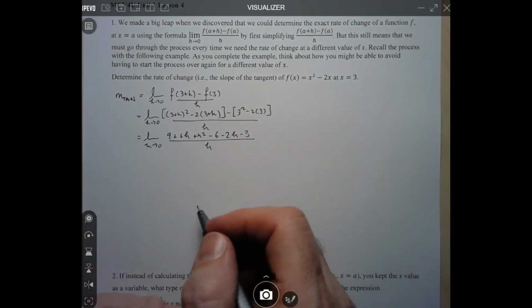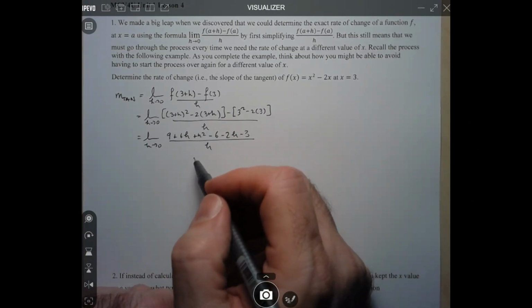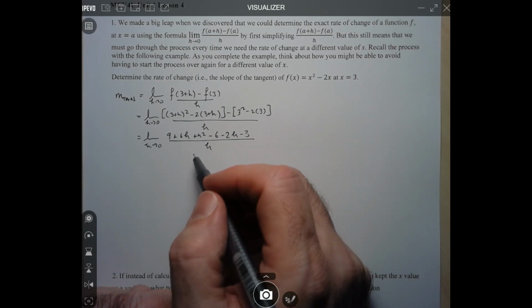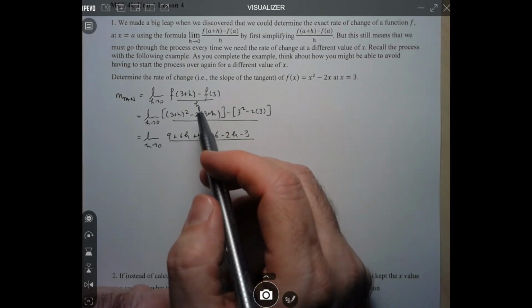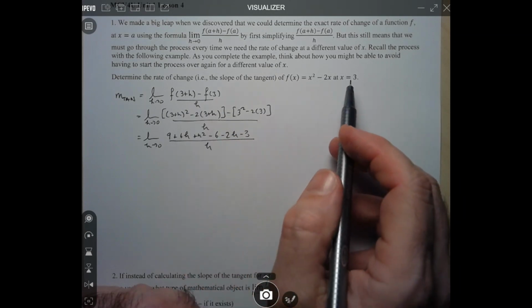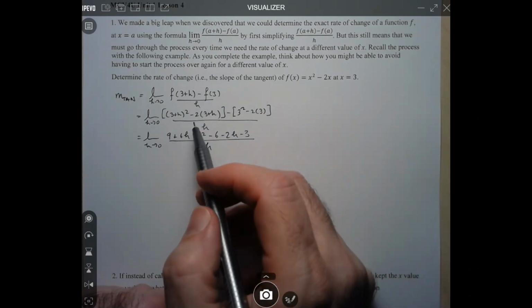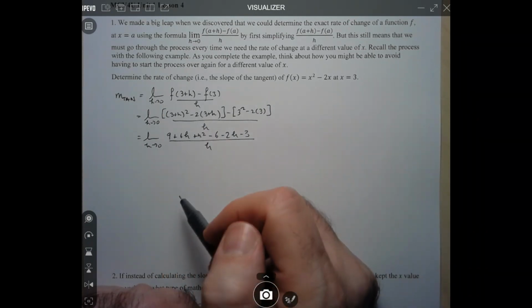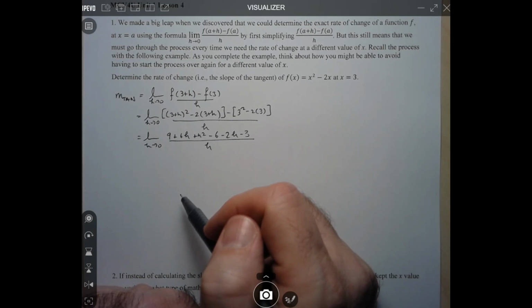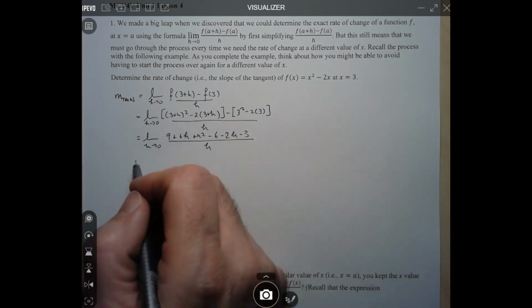This is where, before I continue on, I want to start thinking about how I might avoid doing this every single time. I would be performing these exact same steps whether x was equal to 3 or 2 or 1 or 17 or negative 57. The exact same steps would have to occur. So I'm just going to leave it there for now. Let's keep going.